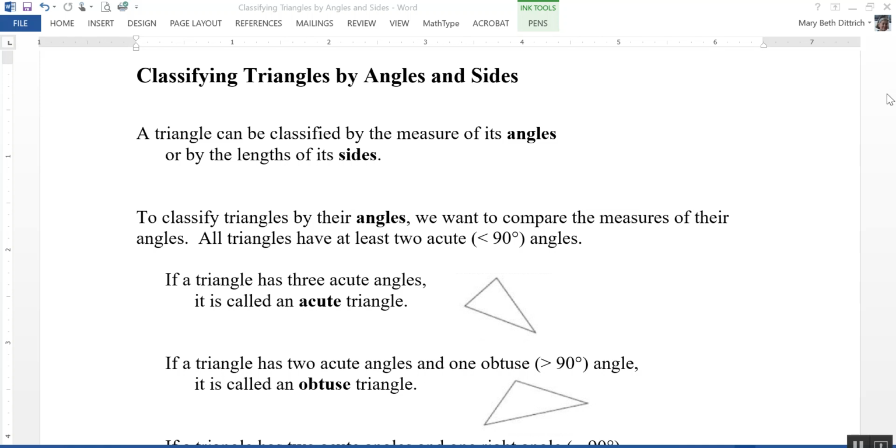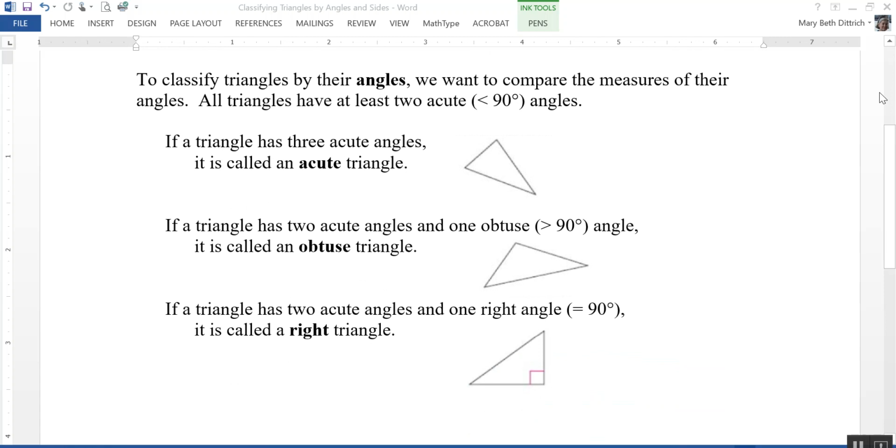This video is on classifying triangles by angles and sides. A triangle can be classified by the measure of its angles or by the lengths of its sides. To classify a triangle by their angles, we want to compare the measures of their angles. All triangles have at least two acute angles, that is, two angles that are less than 90 degrees.